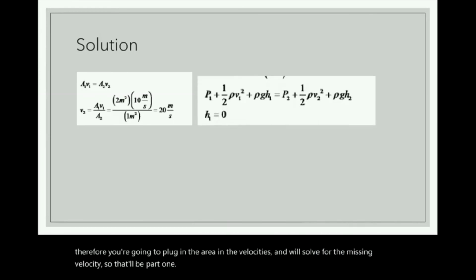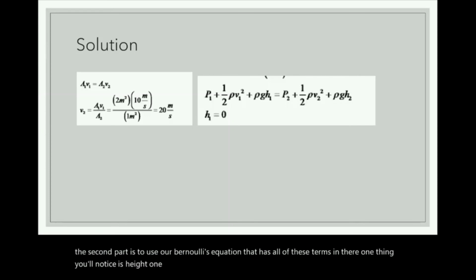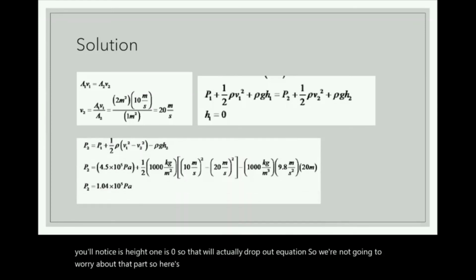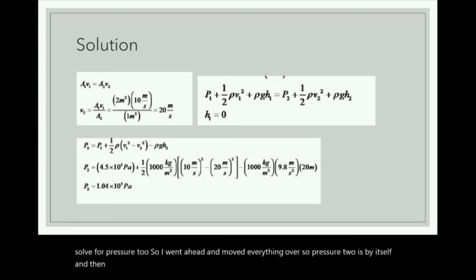The second part is to use our Bernoulli's equation that has all of these terms in there. One thing you'll notice is height 1 is 0. So that'll actually drop out of the equation, so we're not going to have to worry about that part. So here's the next part. We've got pressure 1, and we're trying to solve for pressure 2. So I went ahead and moved everything over so pressure 2 is by itself, and then plugged in the numbers and solved it.